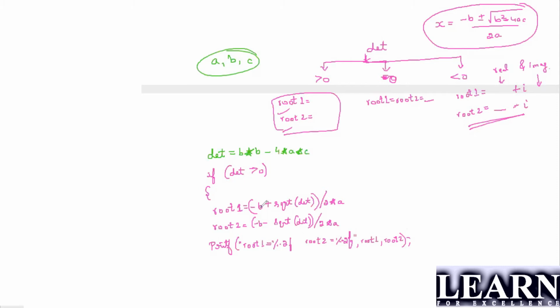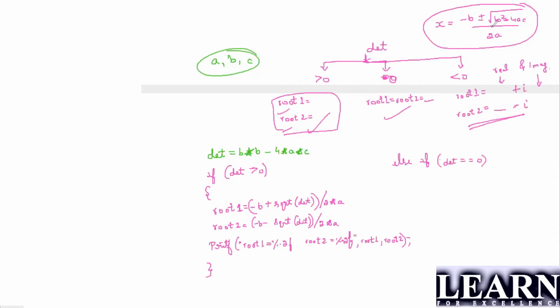I hope you guys are clear with this, determinant is greater than 0. Is it done? Else if, what is the next condition? Else if, so we are done with this. Next determinant is this one, right? Determinant is equals to 0. Else if determinant is equals to 0.